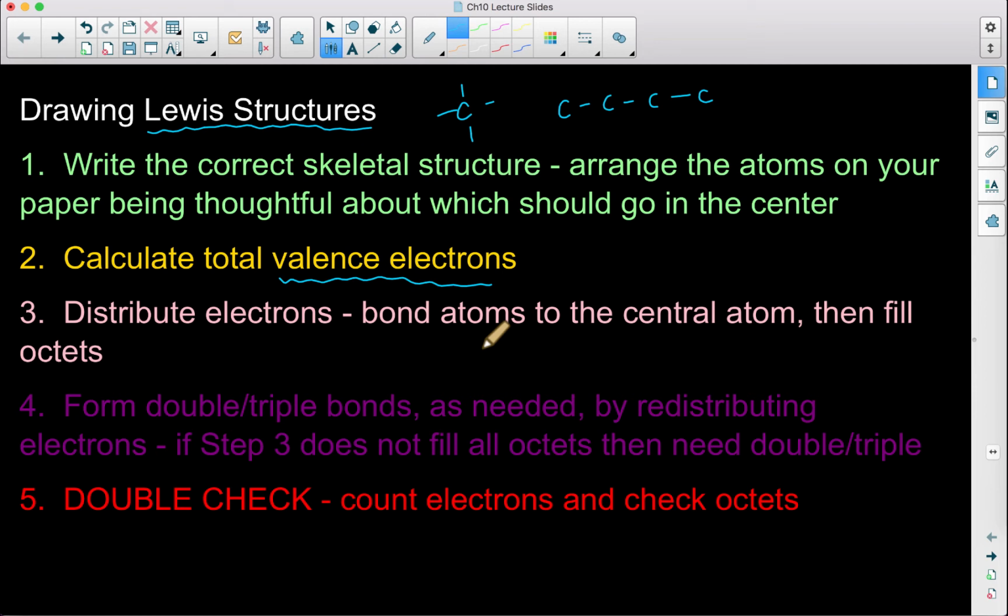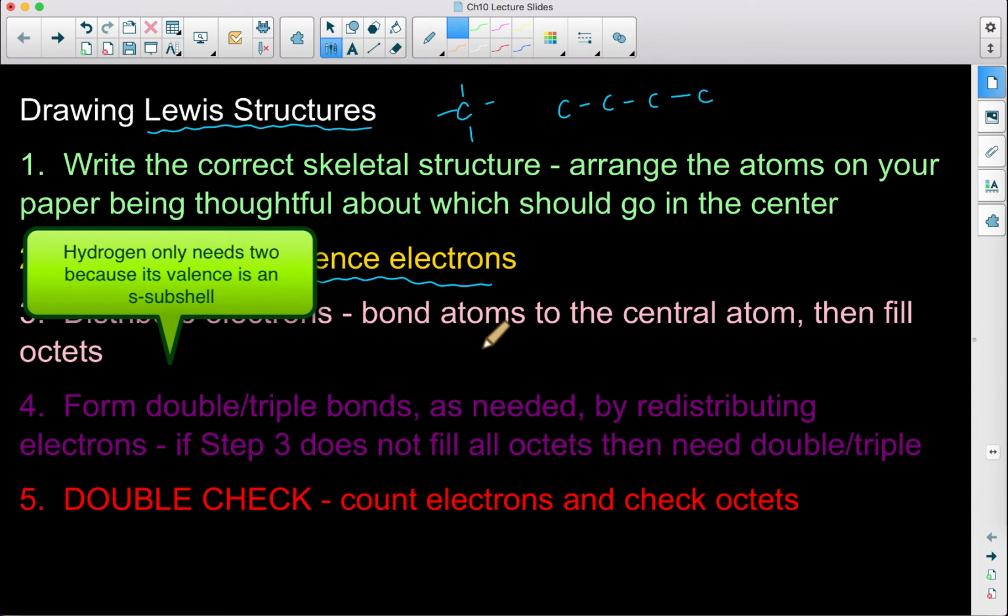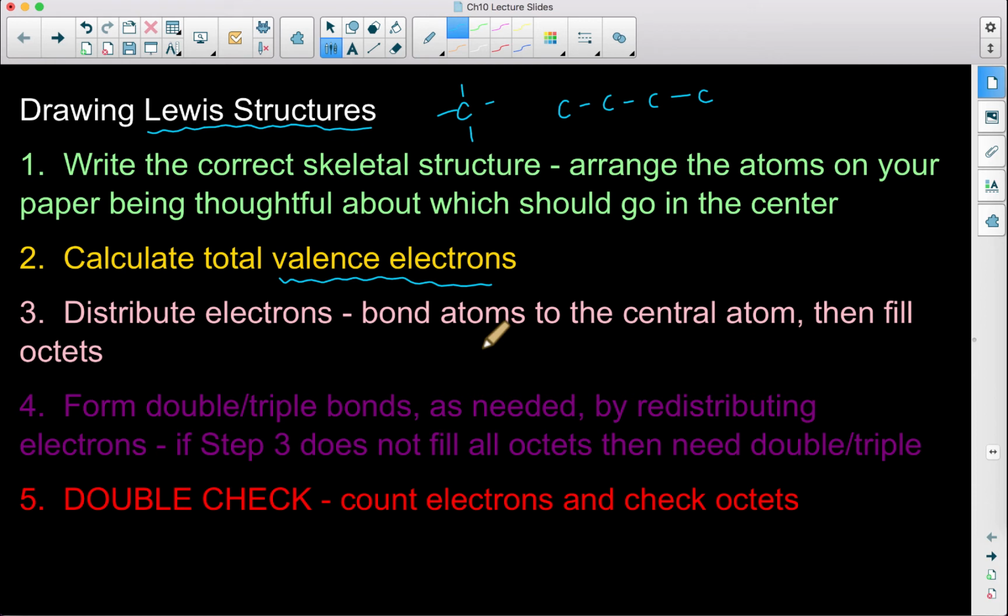And why are we filling octets? Or why 8? Because it goes back to your s and p subshells. So anyway, we're going to calculate our total number of valence electrons, and then we're going to distribute electrons, and we're going to form bonds to the central atom, and then we're going to fill our octets. Here, though, there should be a little special mark. Is that how they all go? Are they always going to have a central atom to which things are bonded?